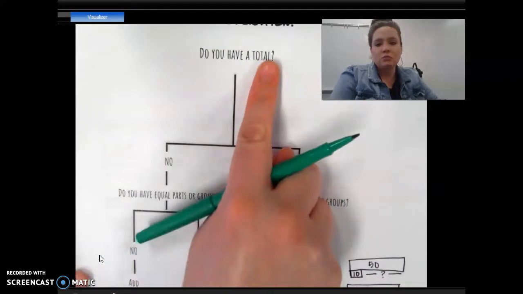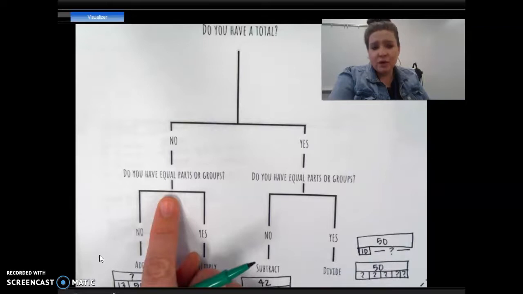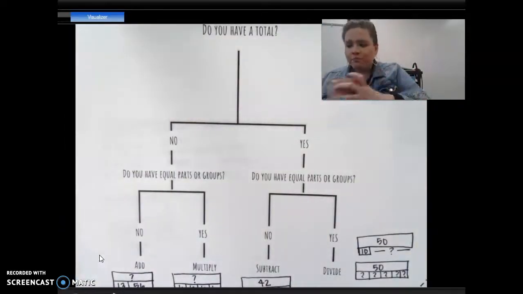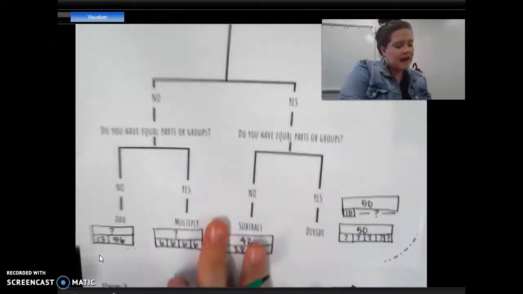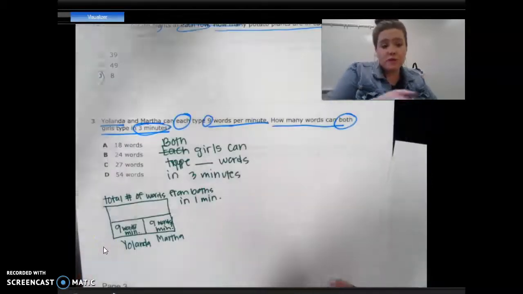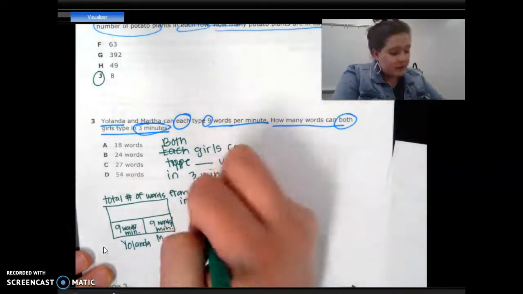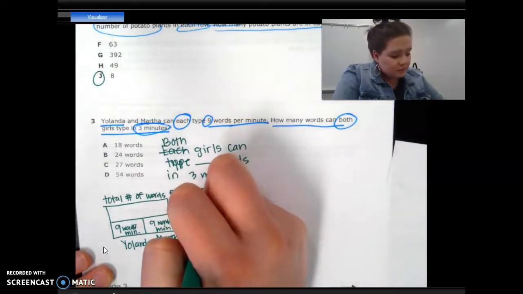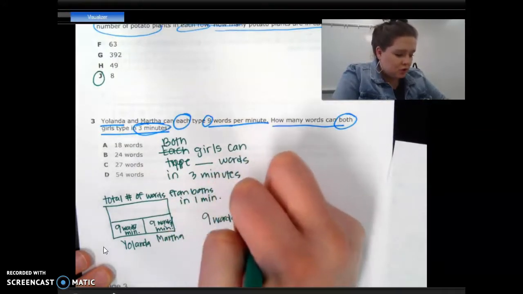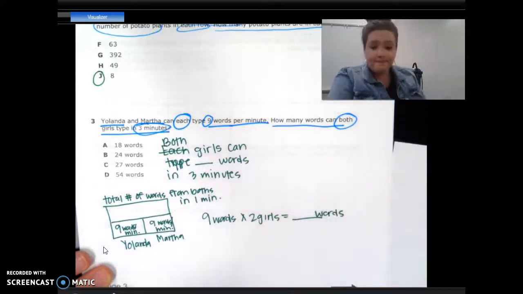Do we have a total? No, we don't. We're figuring that out. Do I have equal parts or groups? And if I do, what are they? Good. I heard some of you say that. Yes, we do have equal parts or groups, and the equal groups are going to be my girls. So that's a multiplication problem. So I'm going to multiply 9 words times 2 girls equals words. Okay?